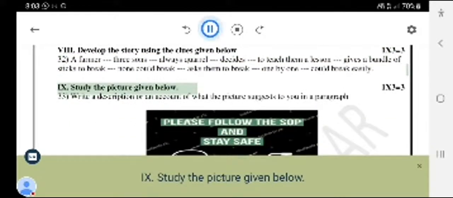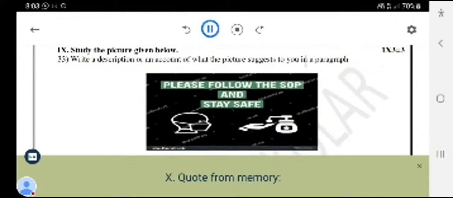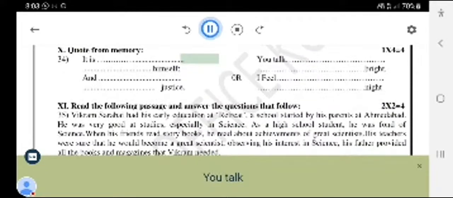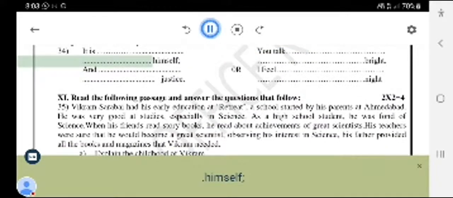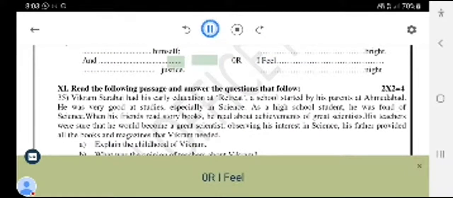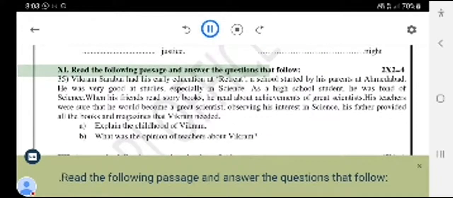X. Study the picture given below. 1x3 equals 3. 33. Write a description or an account of what the picture suggests to you in a paragraph. X. Quote from memory. 1x4 equals 4. 34. It is you talk. Himself. Bright. And O, I feel. Justice. Night. 11. Read the following passage and answer the questions that follow.